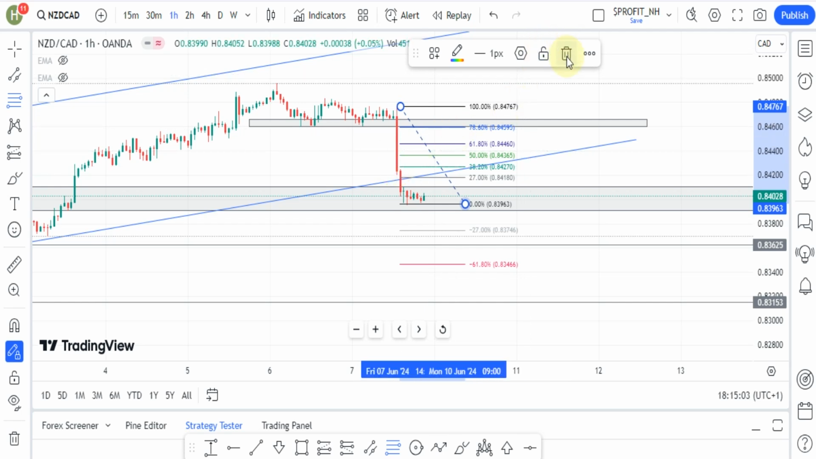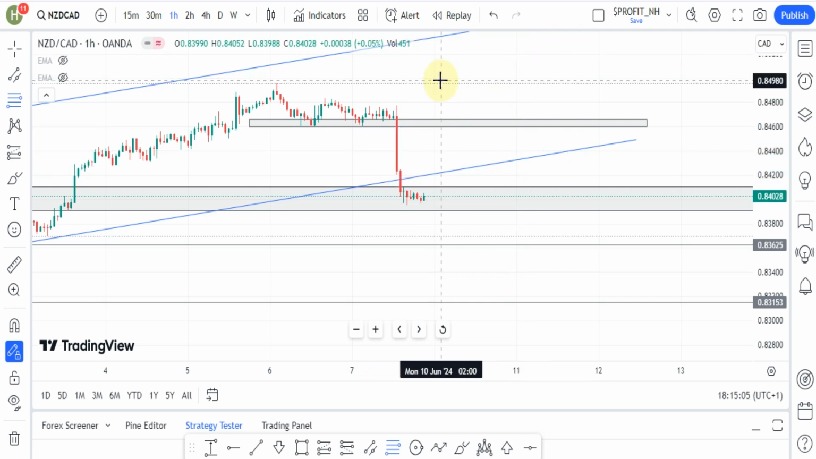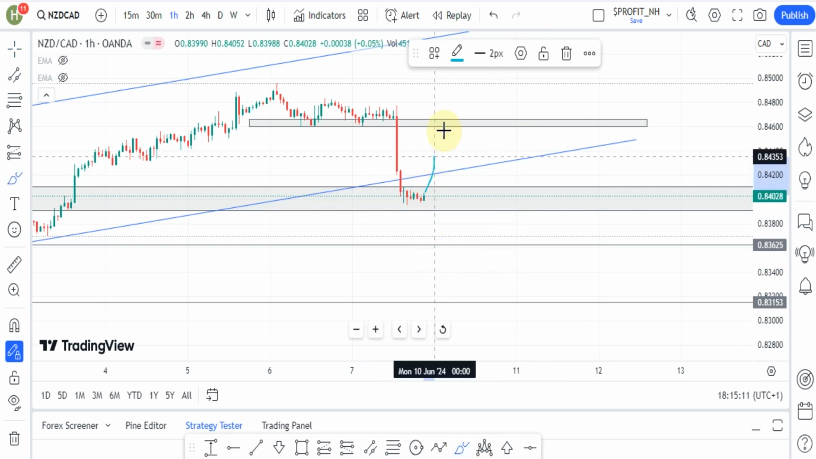So that's how I'm looking at this NZDCAD. Maybe tomorrow this market might come all the way to this area and give us that kind of reversal pattern. If it gives us this kind of structure, then at this point we'll be looking at how the market reacts around this area.